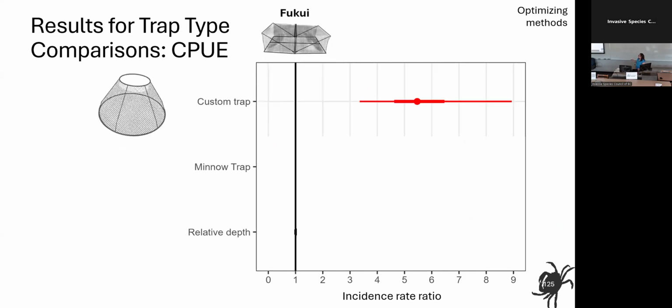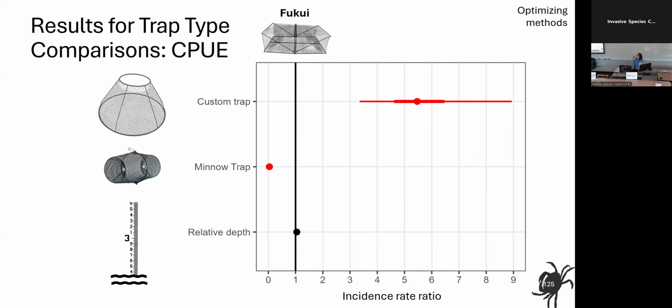I created an incident rate ratio where the reference line is our standard Fukui trap. If we compare it against the custom trap, we see that the custom trap is outperforming by having a CPUE that is about 5.5 times larger than our Fukui traps, which is a good sign. When we look at minnow traps, they're not performing as well. They caught about a 1/10 of the CPUE that our reference Fukui did. But that makes sense because if they're targeting juveniles, you're not going to get a bunch of green crab kind of shoved into one trap. And then relative depth was not a significant factor within CPUE.